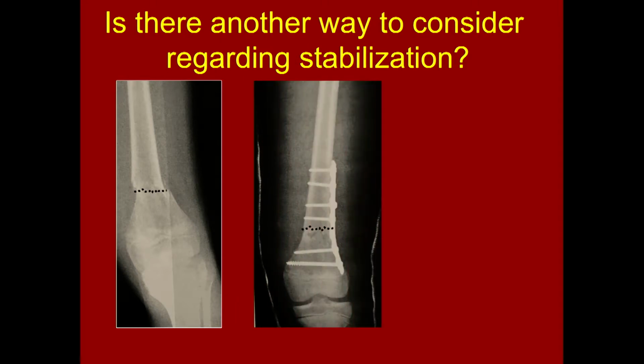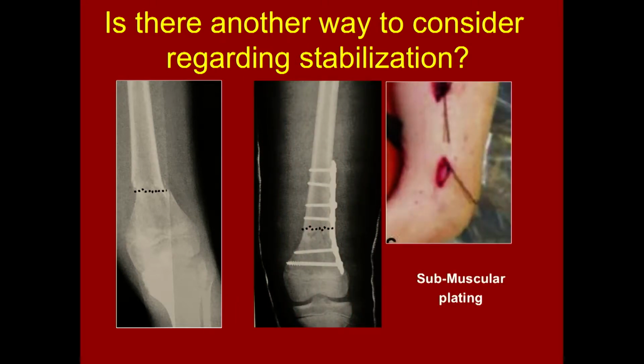Here you have this, and you can use a submuscular plate. You need to make sure that that distal pin is a little bit proximal to the physis. Do you know what some of the problems are with this plate?